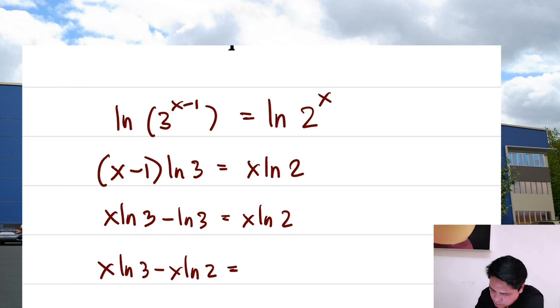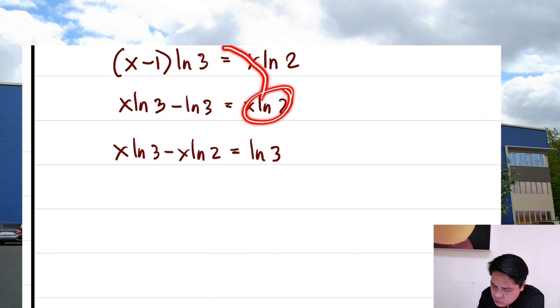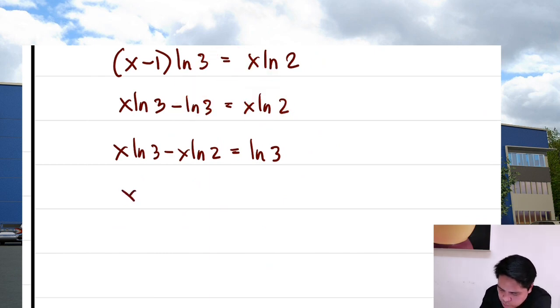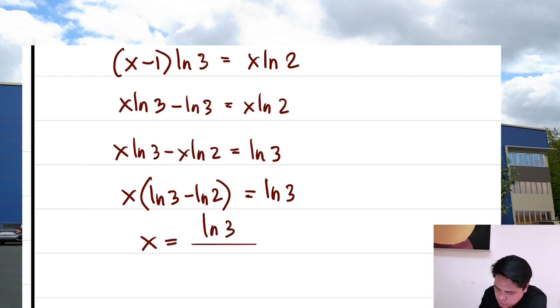That would be ln 3. So, what I did, I simply moved this here, then moved this one there. So, factor out x, that would be ln 3 minus ln 2 equal to ln 3. So, solving for x, that would be ln 3 over ln 3 minus ln 2. So, that is now the answer.